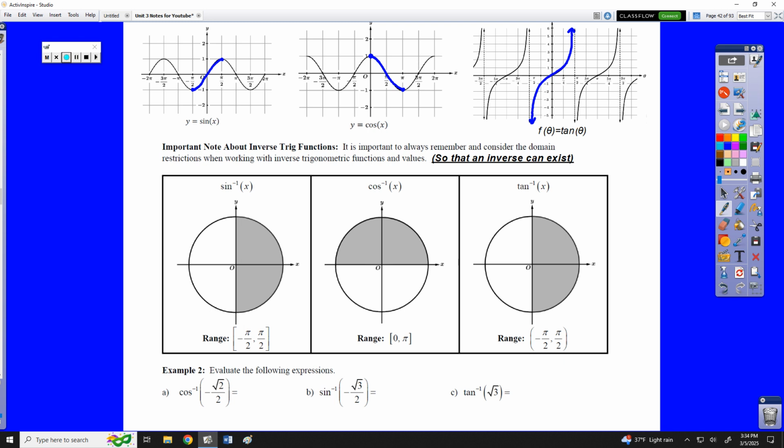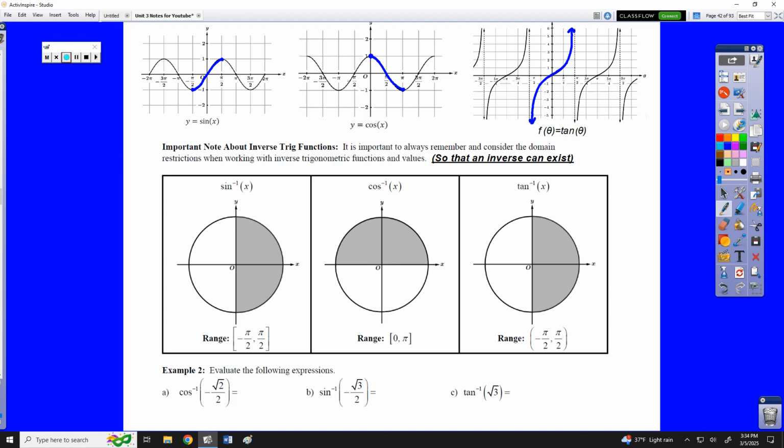Same with tangent. We go from negative pi over 2 to pi over 2 because that is one full tangent wave from vertical asymptote to vertical asymptote. And that piece of the graph passes that horizontal line test, so that would allow us to have an inverse function. So example 2 says, evaluate the following expressions, and it says the inverse cosine or arc cosine of negative root 2 over 2.